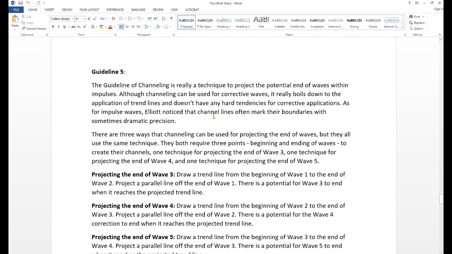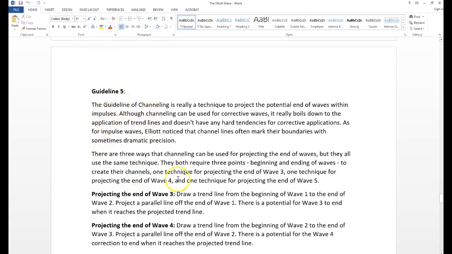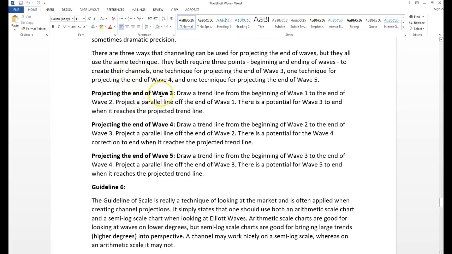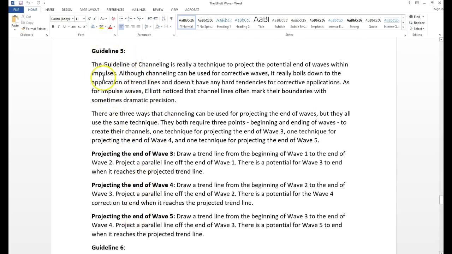Let's see. Channeling. This is nothing you all really want to have to worry about just yet. Well, actually, yeah, it is. This channeling has to do with a lot of market geometry. It's a technique to project the potential end of waves within impulses. That's what I was telling you all earlier.